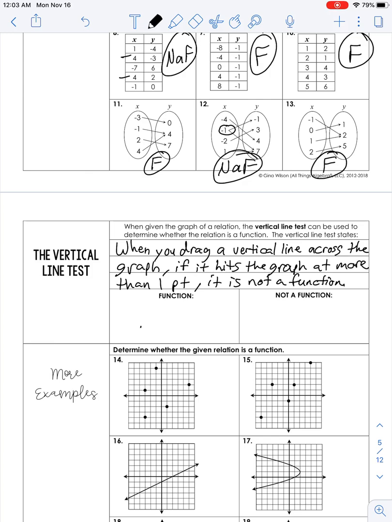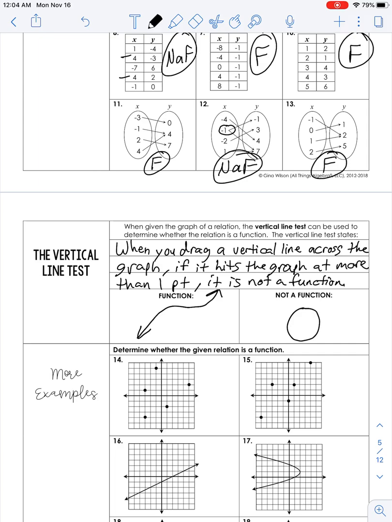So for example, if I drew something that looks like this, I could drag my pencil or even draw straight lines across here. And at no point, and obviously that arrow does not count, okay? So I'll kind of go off of that. But you can clearly see that it's only hitting at 1 point on this graph.